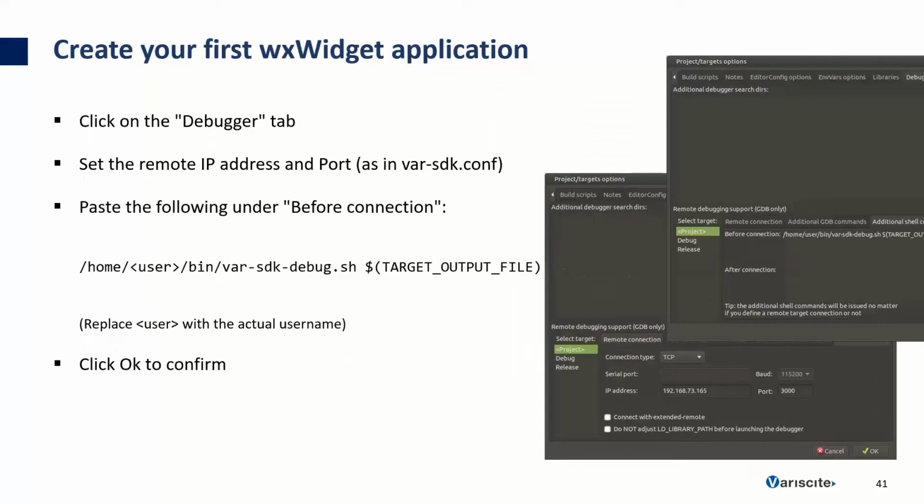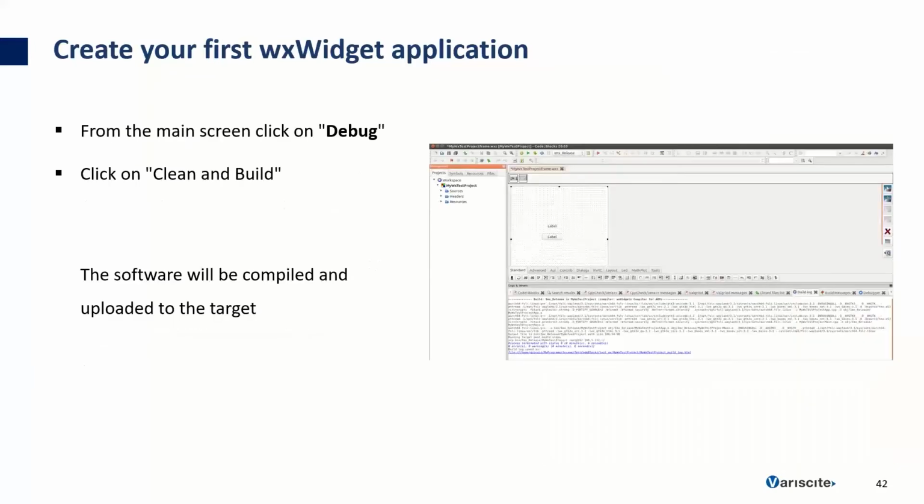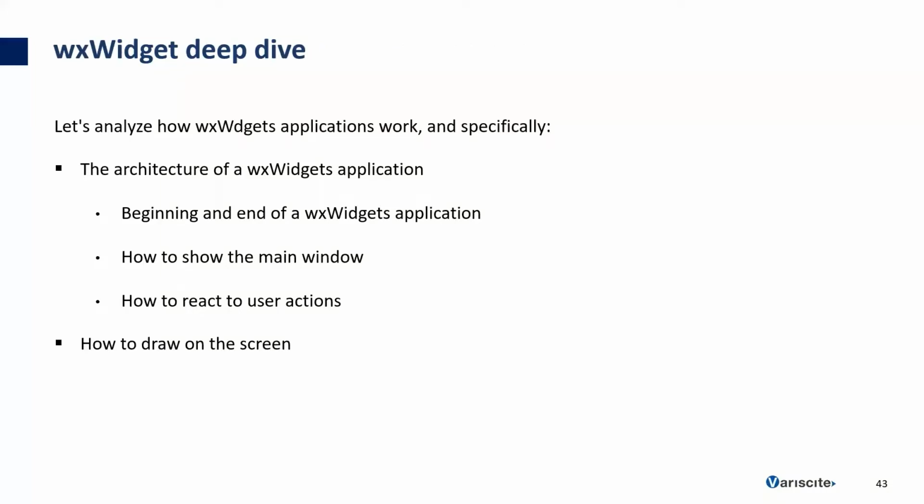Something similar will be required for the debug. We need to set the configuration for the debugger, so the IP and the port, and then run the script settings, running a dedicated script before starting the connection of the GDB debugger. Once we are done, we can click OK, and we will see our form where we can do, as I said, whatever graphic we need. We can use button, label, create our own graphic. The software will be compiled and uploaded to the target. At this point, we can start debugging.